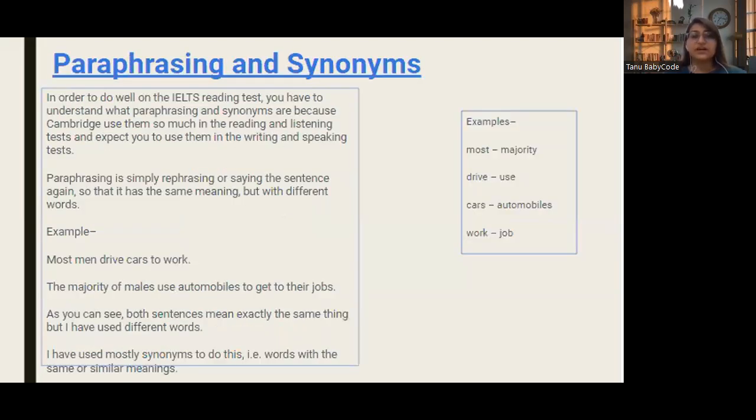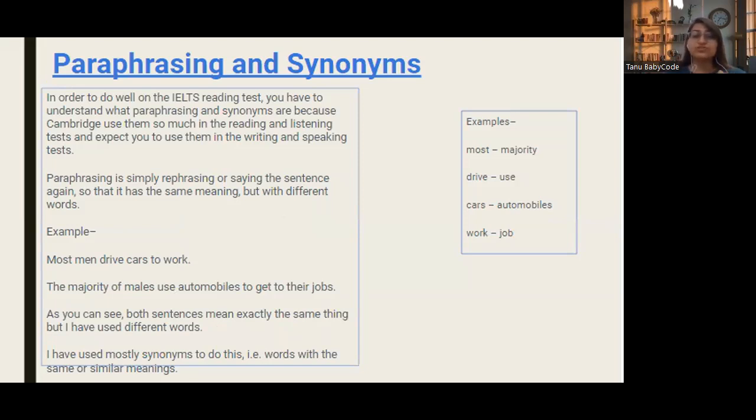Now, paraphrasing and synonyms. How will you find the paraphrasing here and how will you get different synonyms here? You have to understand what paraphrasing is and what a synonym is, because the IELTS exam, or I would say the reading module, will have them.